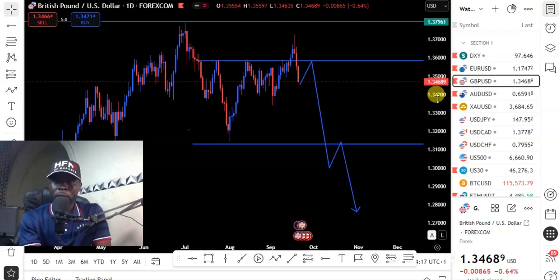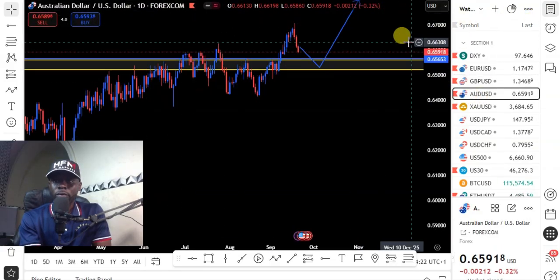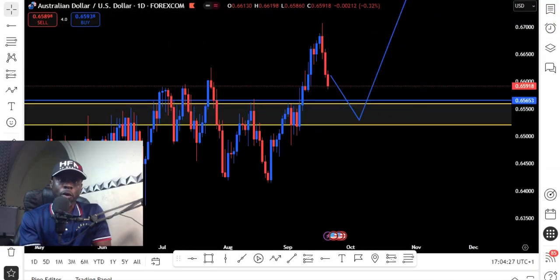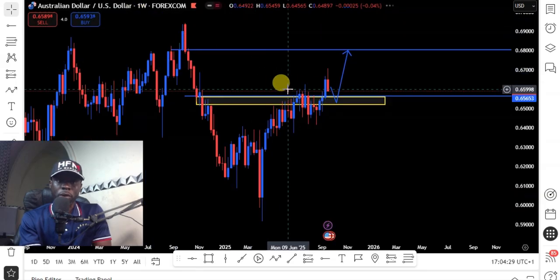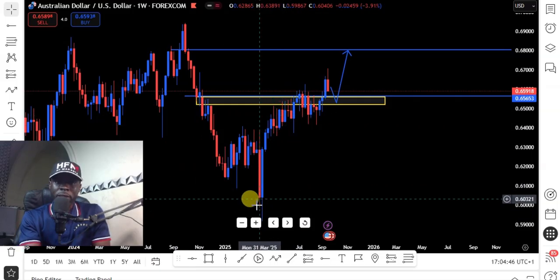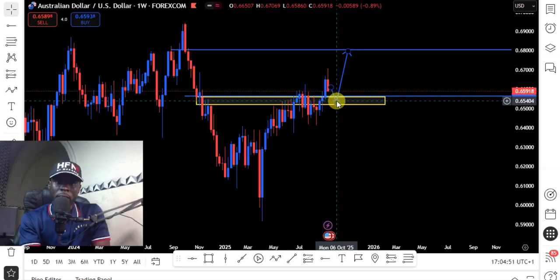So let's look at our next pair, which is the AUDUSD. AUDUSD on my weekly chart still has an uptrend structure. So long as we have this uptrend structure, we might be looking for more. Our scenario will be more of an uptrend for the AUDUSD, except we see price break the weekly higher low for the AUDUSD. But so long as we have this series of higher lows, we will see it remain in an uptrend for the AUDUSD.